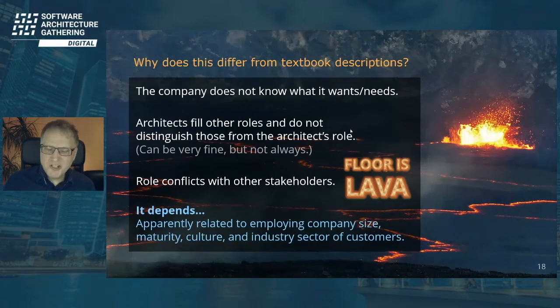And usually it depends. Some people are quite happy with the textbook descriptions. Others discuss a lot, and they have a point in many things there. And apparently it is very much related to the kind of company, the kind of working environment those people do their architect job in. So the maturity of the company: is it a small one, is it a big one, like one of those big IT dinosaurs, or is it a small agile startup? What is the culture? And of course, the industry sector.